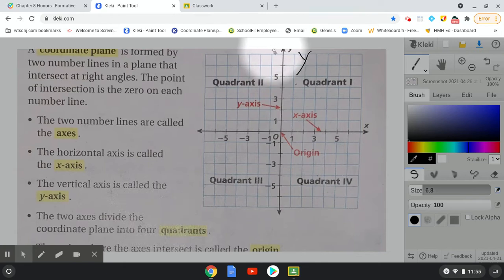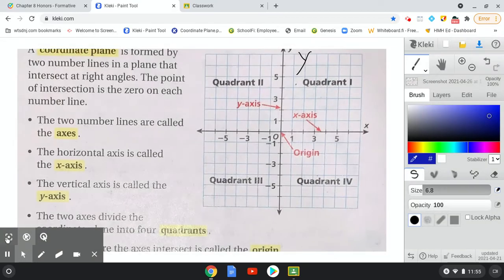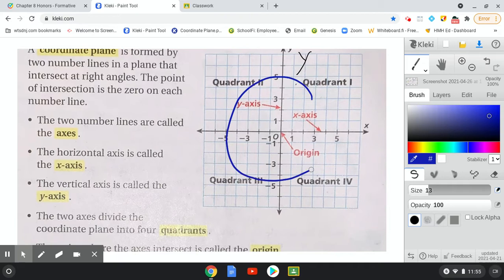Now, the coordinate plane is divided into 4 quadrants. What I always do for students to remember is, this is a coordinate plane, and coordinate starts with C. So if I were to draw a C on my coordinate plane, this is how I'm going to remember where my quadrants are. Where my C begins, that would be quadrant 1, and you see that it's here. When I follow my C, it then goes into quadrant 2.